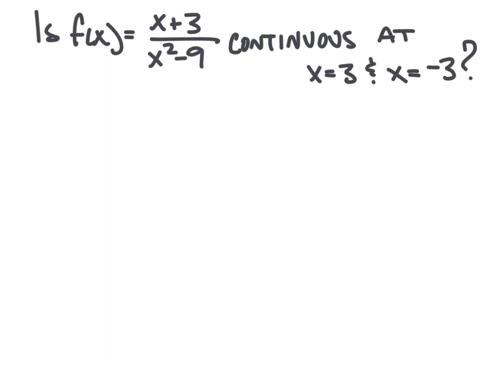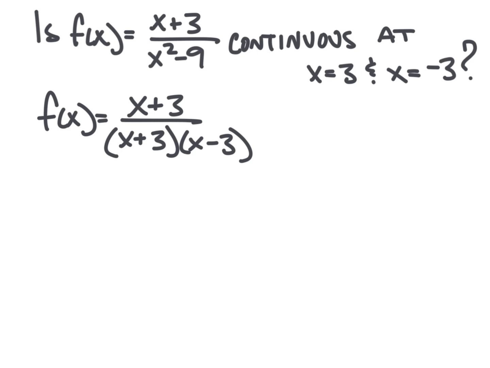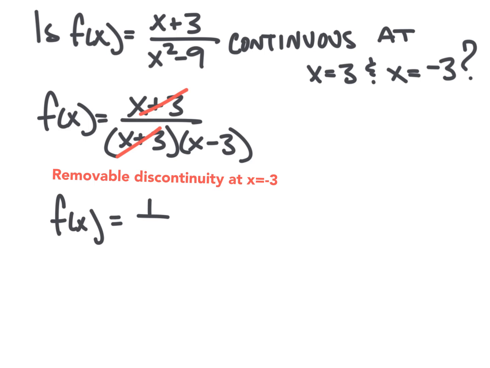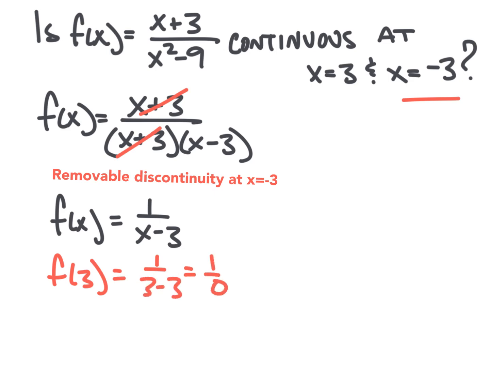Well, the first step was to simplify the equation to check for any holes. And after factoring the denominator, we see that we get a hole at x equals negative 3. Okay, so now we're dealing with f of x is equal to 1 over x minus 3. So we've already taken care of the x equals negative 3. Let's verify if x equals 3 exists. F of 3 would be 1 over 3 minus 3, which is 1 over 0. So this also does not exist. So now we have to figure out what type of discontinuity it is.